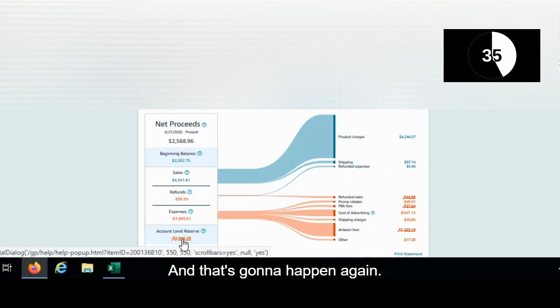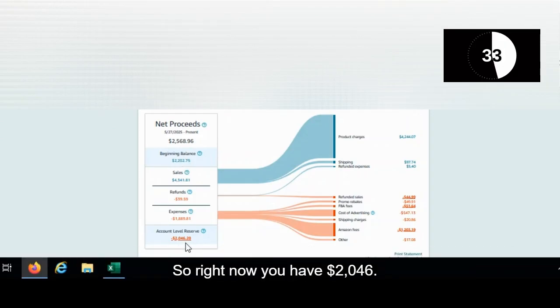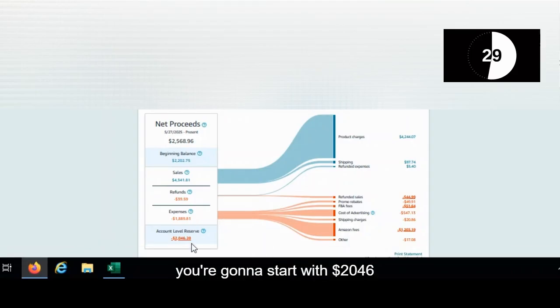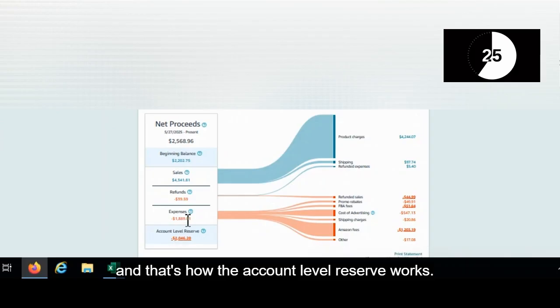And that's going to happen again. So right now you have $2,046. The next settlement period, you're going to start with $2,046. And that's how the account level reserve works.